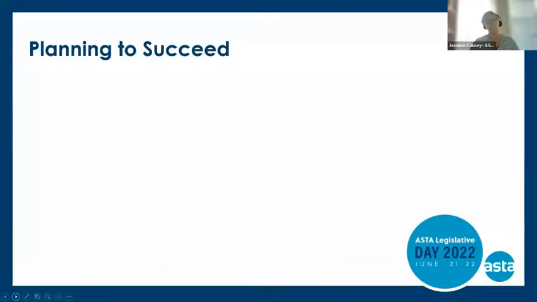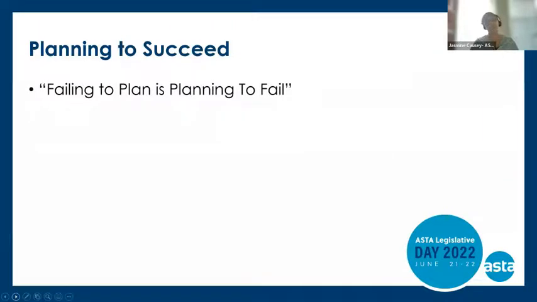So you want to plan to succeed. With trade shows and with technology in general, failing to plan is planning to fail. You want to think about your technology and your technology needs at the outset of planning for your trade show rather than as an afterthought.